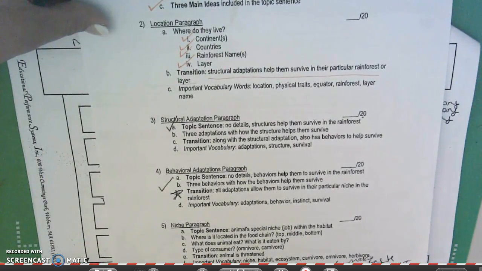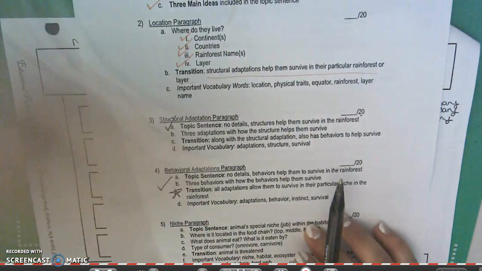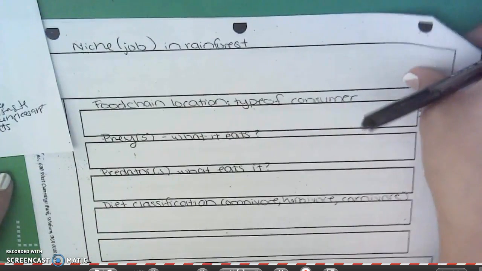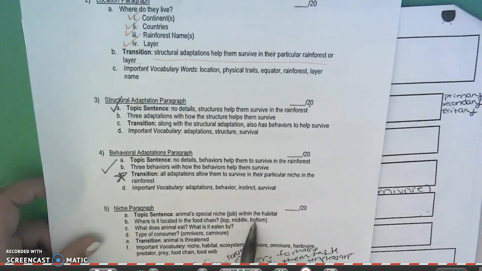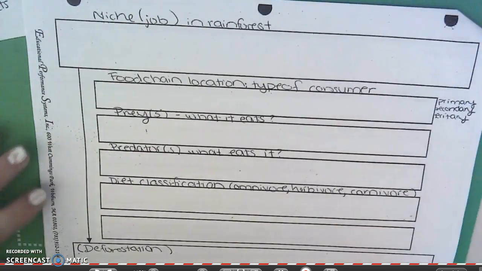So we need to make sure that we have our graphic organizers out for what the niche is, and then we need to make sure that we also have our rubric, so we make sure we include all the information. So the first thing it says for the topic sentence, it wants us to have the animal's special job or niche within the habitat. So remember, I'm using the glass-winged butterfly. So I need to explain what a niche is.